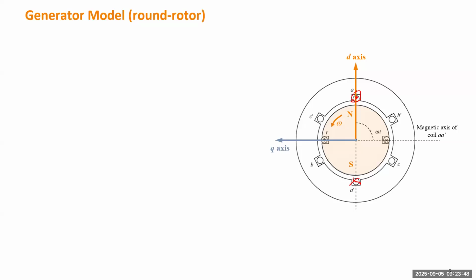B will be lagging A by 120 degrees in terms of the current peak value. But because the rotor is revolving counterclockwise, it will align with A first, then after 120 degrees, it will align with B. So B, in spatial position, will be 120 degrees leading A. And this is C. Okay, so those are the 3 stator windings.